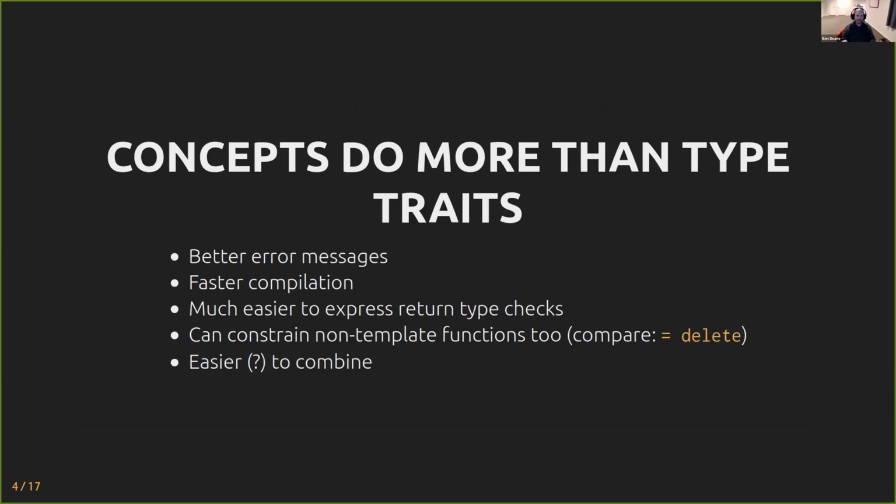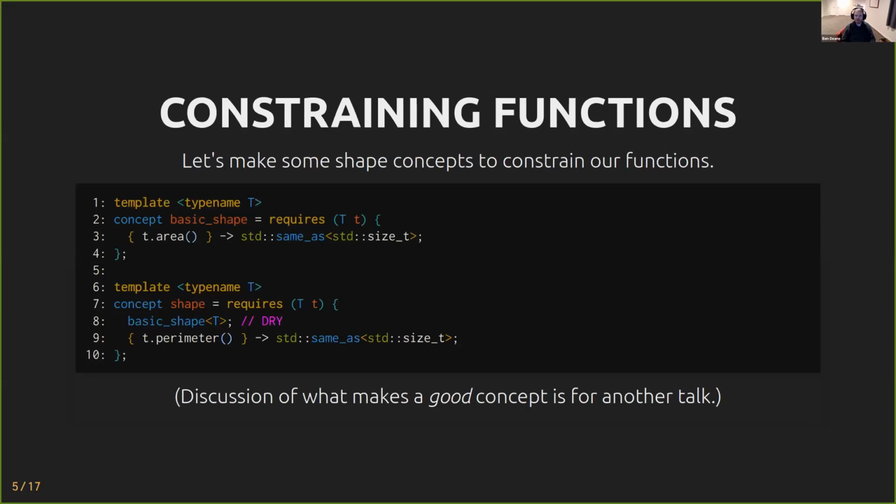So if we have a shape class, a hallowed shape class, we could make some shape concepts to constrain various kinds of shapes. A basic shape might just have an area. A more advanced shape might have a perimeter as well as the area. And we might be tempted to write it like this. The basic shape just says, does it have an area, and does that area function return a size_t? And then to be a shape, you need to be a basic shape and you need to have a perimeter function. So let's say we defined it like that.